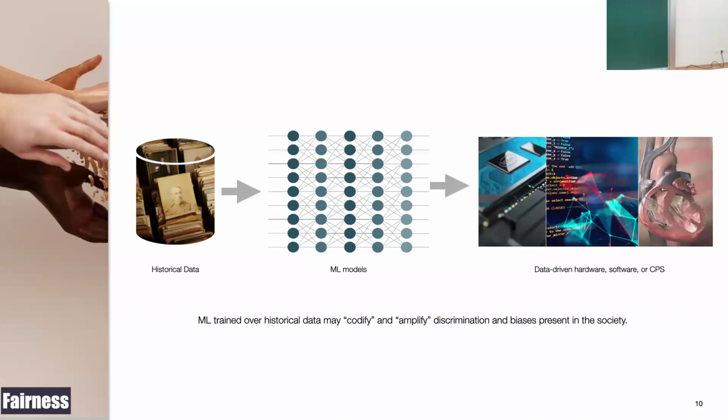Let's take the next class of specifications. These are fairness specifications. So typically machine learning, by definition, works with some historical data, then trains a model, and we take these models and put them inside our hardware, software, or cyber-physical systems. Because of their nature, these models are known to find simple patterns in the system, stereotypes in the system. We want to make sure that stereotypes that we know exist in our society do not continue to propagate inside the next generation of devices that we are going to make.